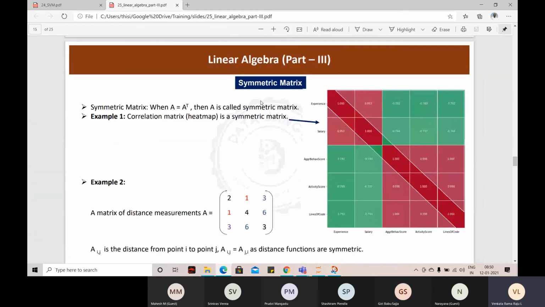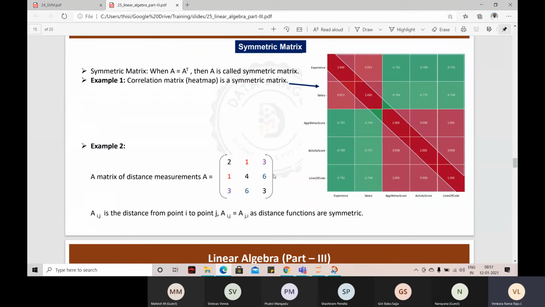So, symmetric matrix. In a symmetric matrix, you see the upper triangular values and lower triangular values are going to be the same. Have we seen a symmetric matrix before? Heat map. This is the same heat map I kept here. So the correlation matrix is a symmetric matrix. If you look at the lower triangular and upper triangular, it's going to be the same.